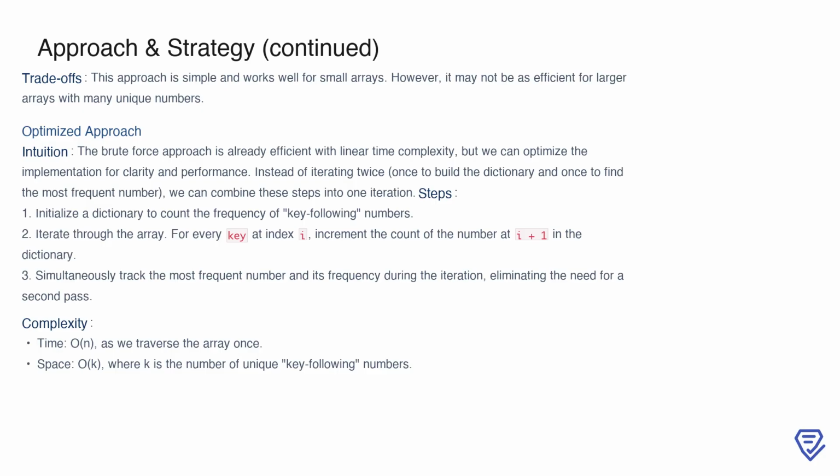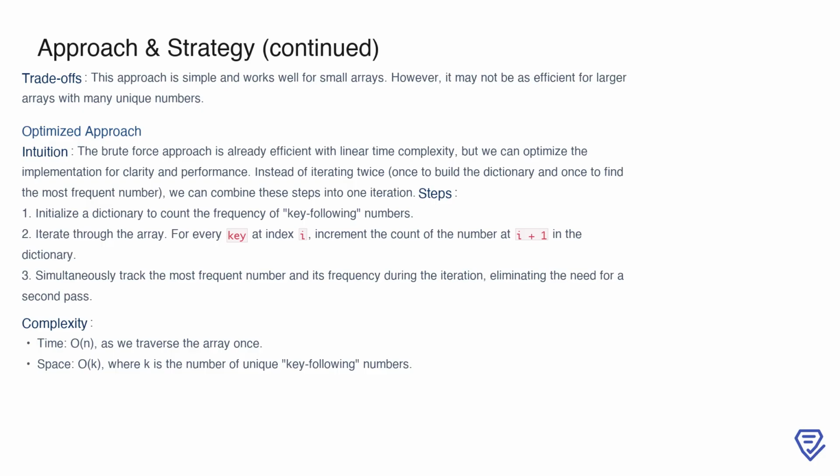Instead of separating the frequency counting and finding the most frequent number into 2 distinct steps, we can combine them into a single iteration. This leads us to the optimized approach. Here, we initialize a dictionary to count the occurrences of key following numbers as we traverse the array. At the same time, we track the most frequent number and its highest frequency dynamically, which eliminates the need for a second pass through the dictionary. This optimization not only reduces the computational overhead but also simplifies the implementation.